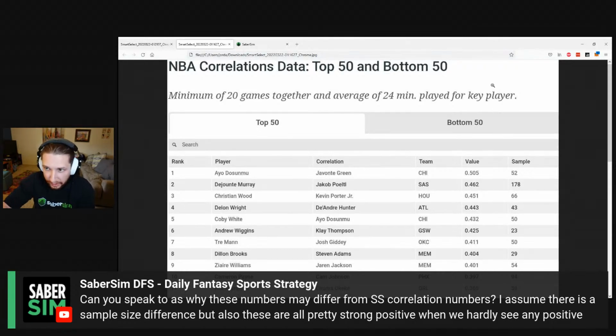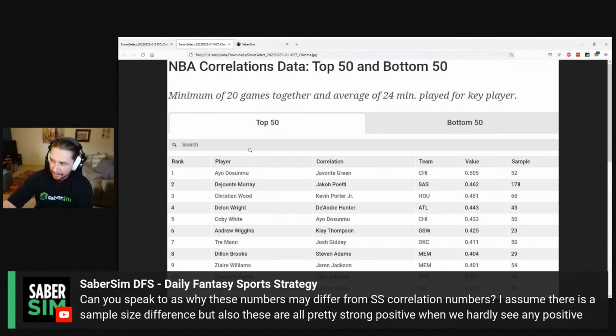It is the NBA correlations data, apparently top 50 and bottom 50 here for players that have played a minimum of 20 games together and average 24 minutes played. It says for key players, so I assume that is this player here, assuming that this player averages 24 points a game. And Reed asks, can you speak to why these numbers may differ from SaberSim correlation numbers?